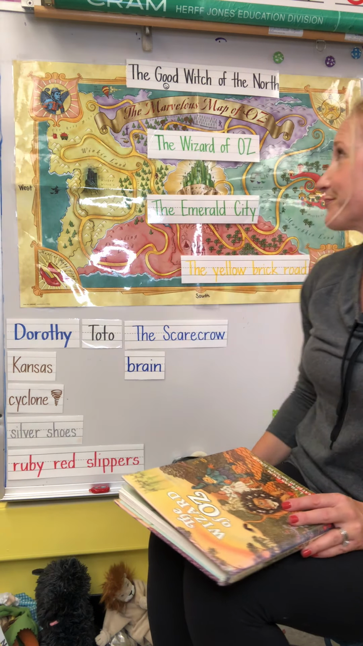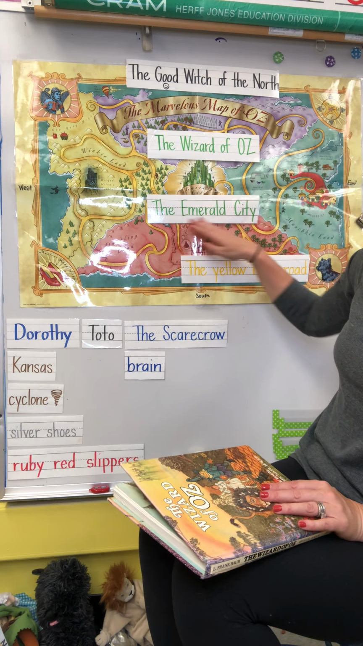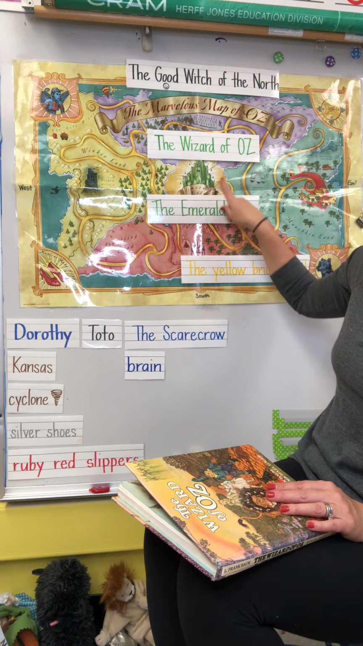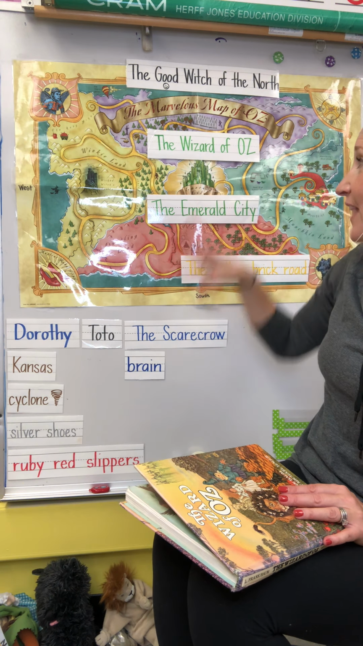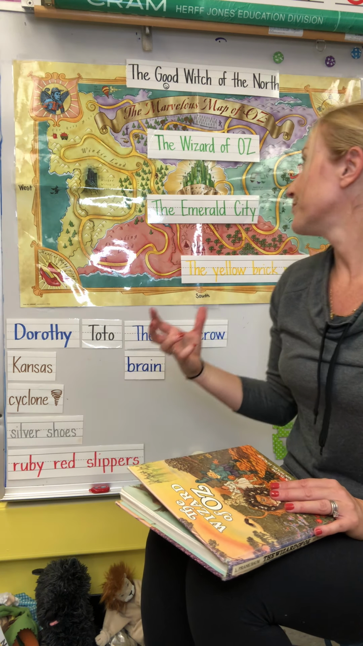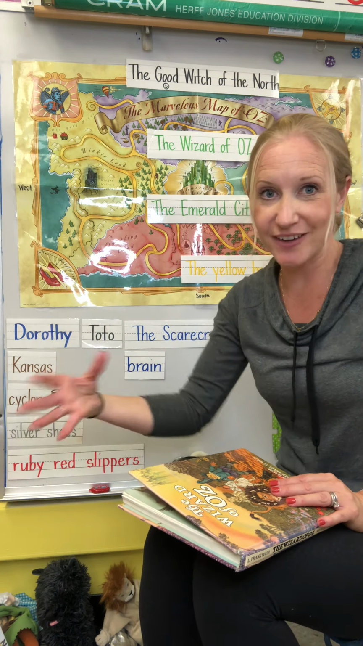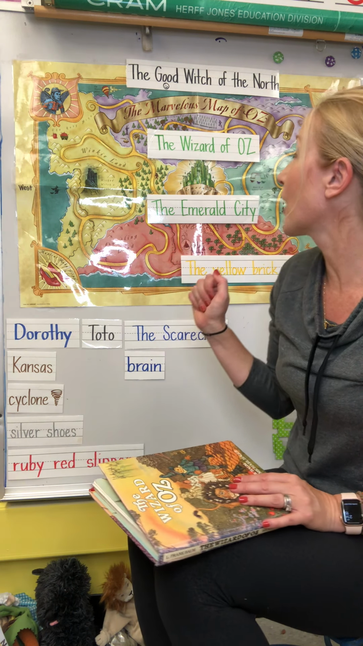So on our map, a couple of different things. I labeled the Emerald City. The Emerald City is right here in the middle, and that's where the Wizard of Oz is. And that's where our whole story sort of is focused on. Everyone in the story is trying to get to the Emerald City. So it's a very important setting in our book.